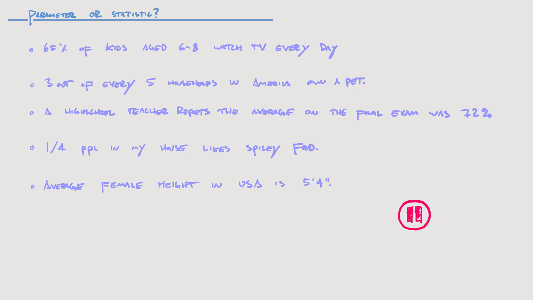What I want you to decide is whether or not the bullet point that's listed is a parameter or a statistic. All right, well, let's go through them here. I'm just going to put all the answers on, and we'll talk about why each one is what I decided that they were. I said the first one's a statistic, because unless they're surveying every single kid that's aged 6 to 8 in the entire world, then it's a statistic. If they were able to do that, then okay, then it'd be a parameter.